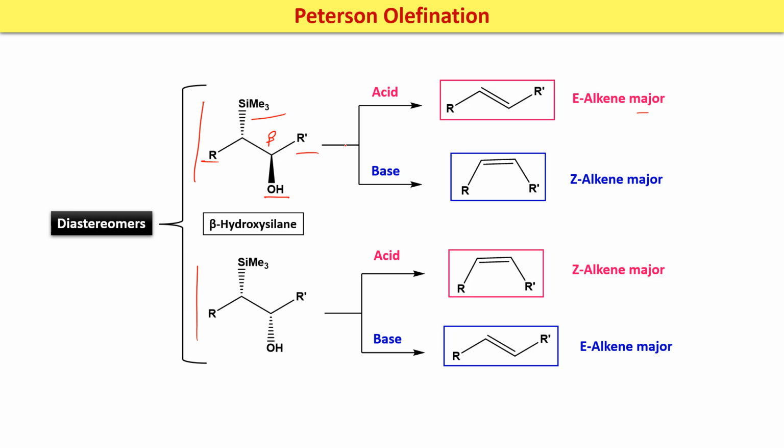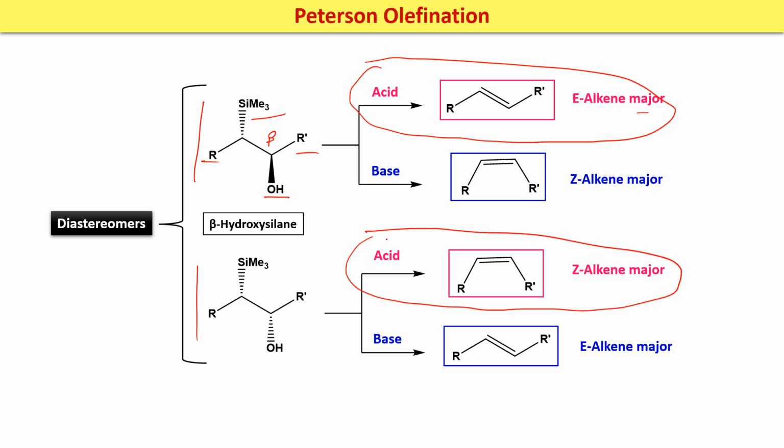Now suppose I focus on the acidic condition, keeping the condition the same, and check the final product from the two different diastereomers. I am fixing the condition as acidic. Now see, from the first diastereomer you are getting E alkene as the major, but in the second case you are getting the Z alkene as the major. And you can also change the condition and focus on the second condition. Under the same basic condition, again they are giving different results.